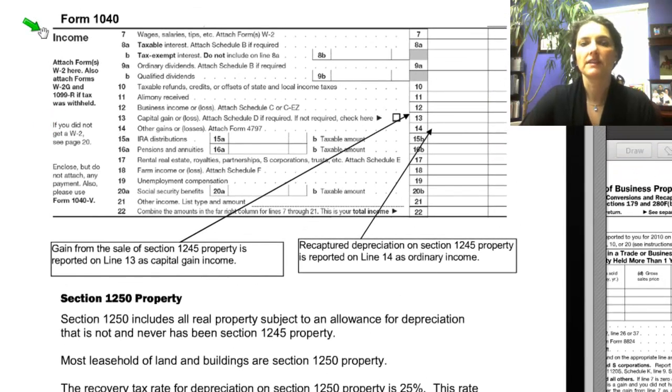And here is another cutout again from Form 1040. We're looking at these same two lines, line 13 and line 14. Gain from the sale of a Section 1245 property asset is reported on line 13 as capital gain, and recaptured depreciation on the sale of Section 1245 property is reported on line 14 as ordinary income.